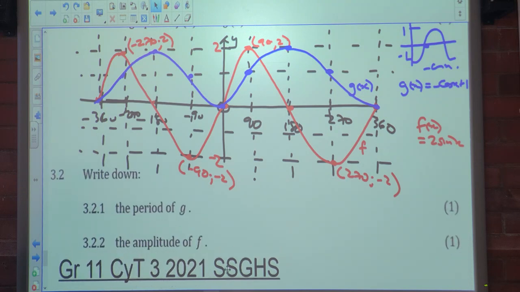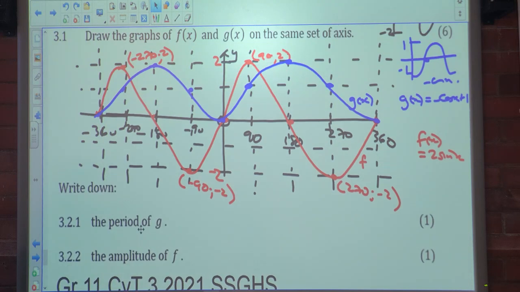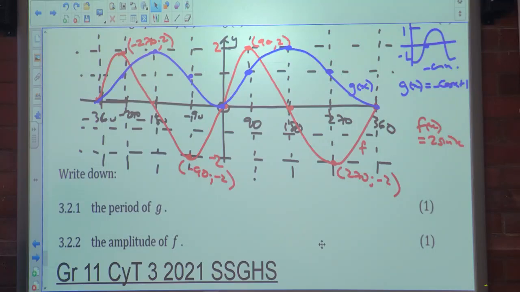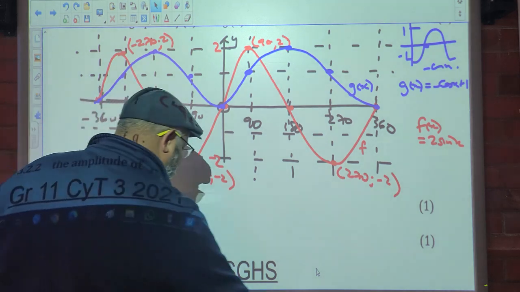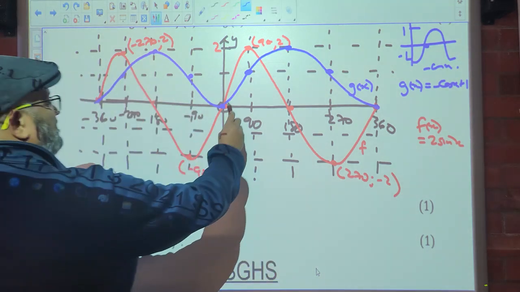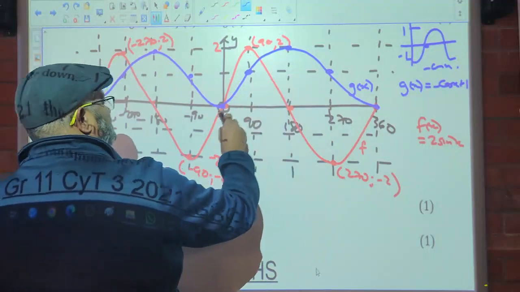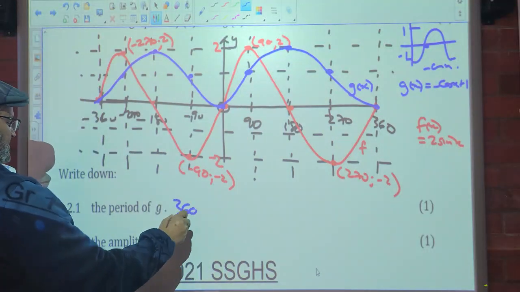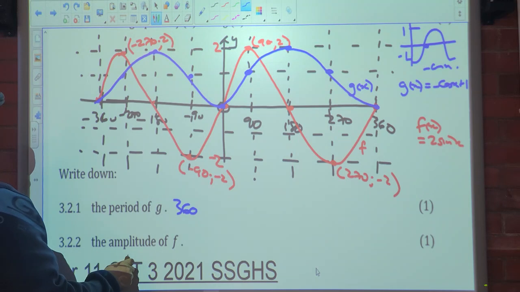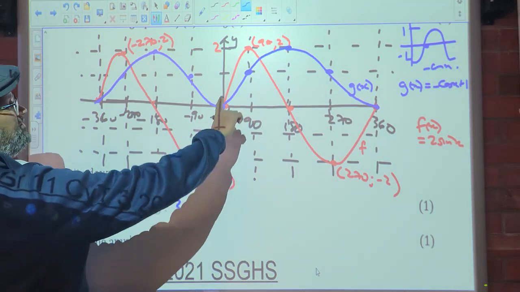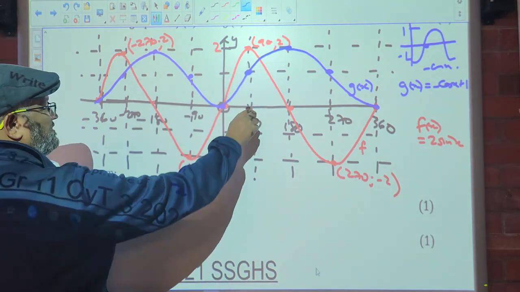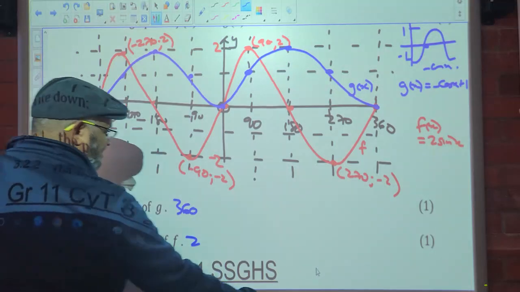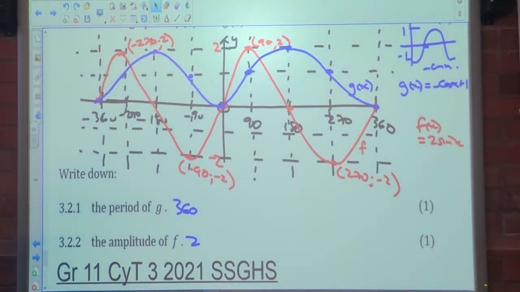Next question. It says, write down the period of g. Period, people, what's the period? Time taken to complete one full cycle. So the period on the g graph from start to finish is 360. The amplitude of the f graph is going to be 2, from neutral to max is 2. Okay? That's all.